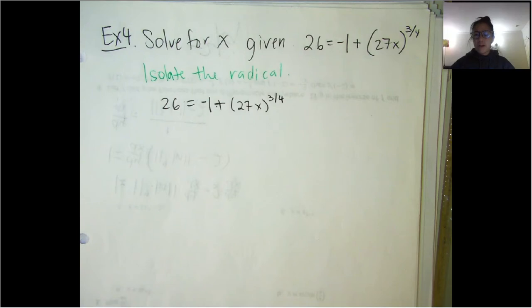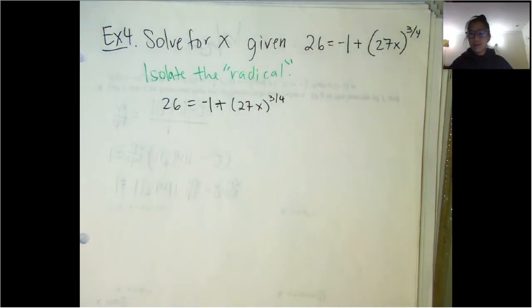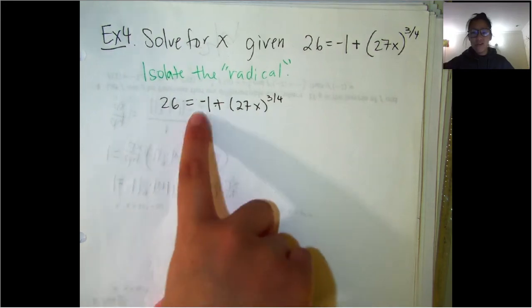I'm going to go ahead and put radical in quotes. Which part is the portion with the radical? Well, it's going to be the portion with the fractional exponent. That's the 27x all to the 3/4 power. So we got to get rid of this -1.